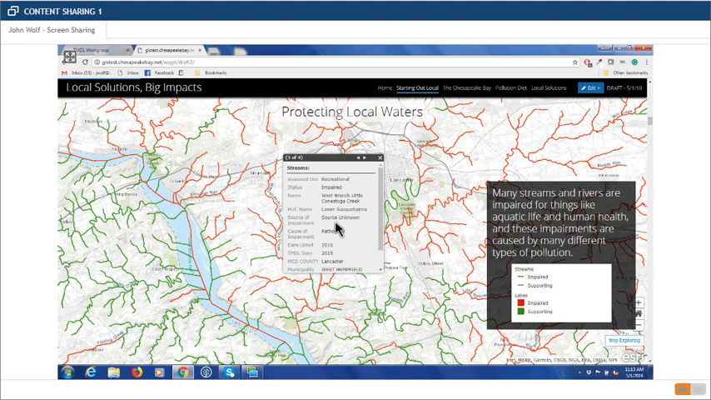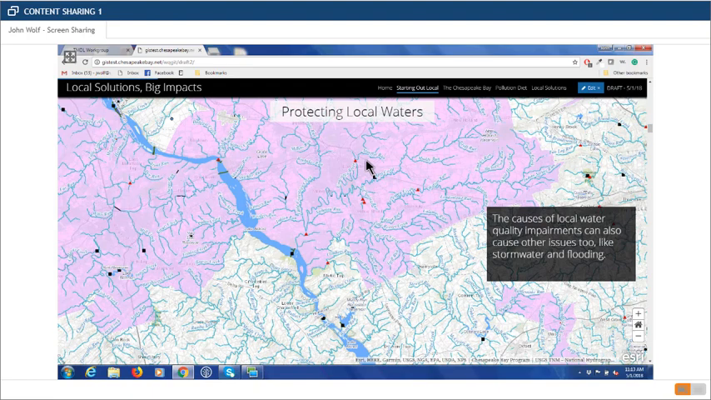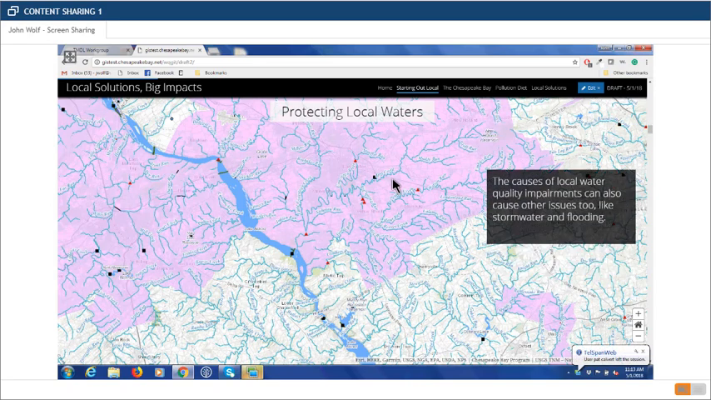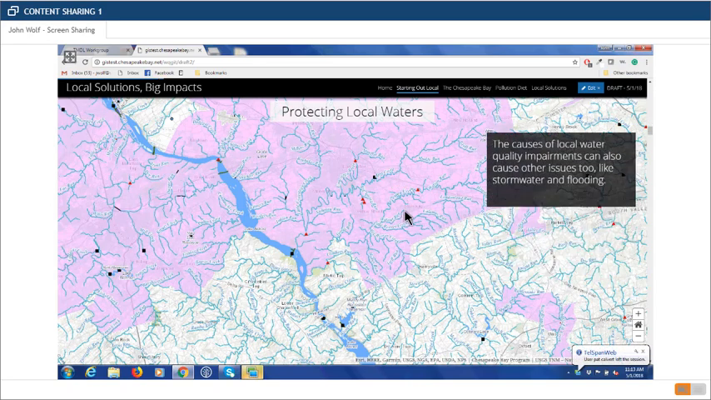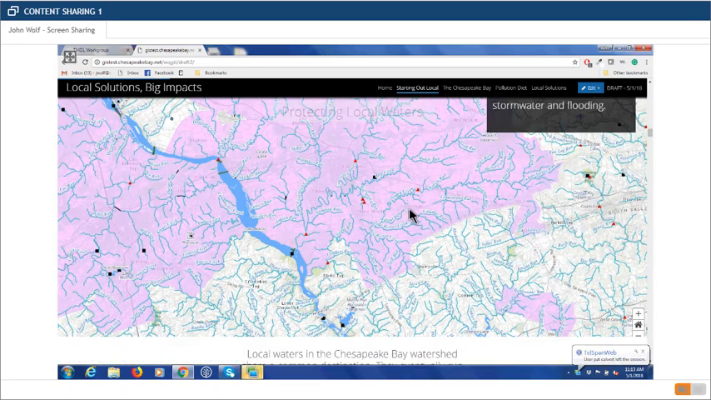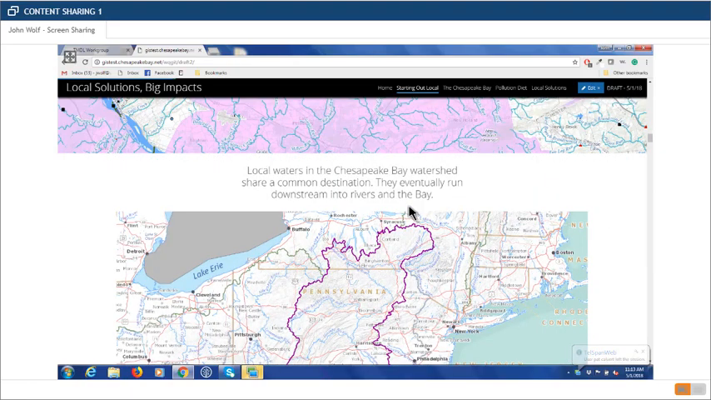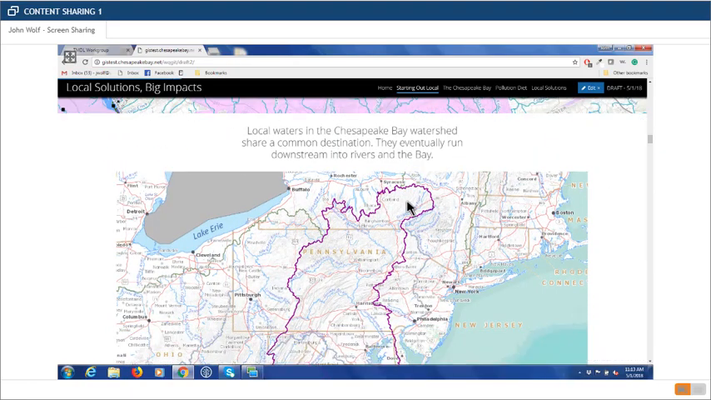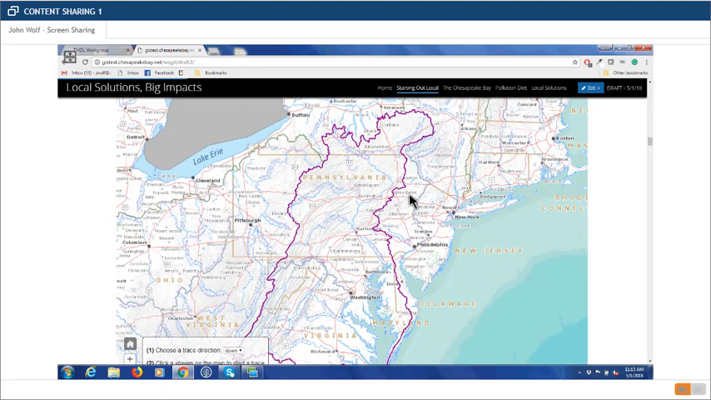So the idea is wherever you are, you can drill into the area to find out what the problems are, and then how that might relate to other issues that are important. So that's great, but we're here to talk about the Chesapeake Bay. As we continue to scroll through this application, we get a map of the Chesapeake Bay watershed here.